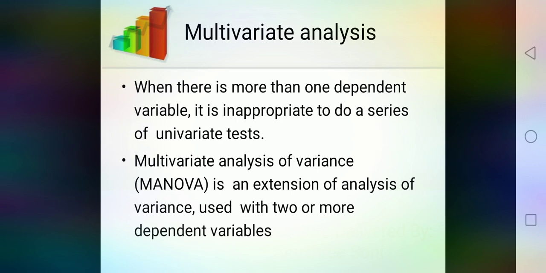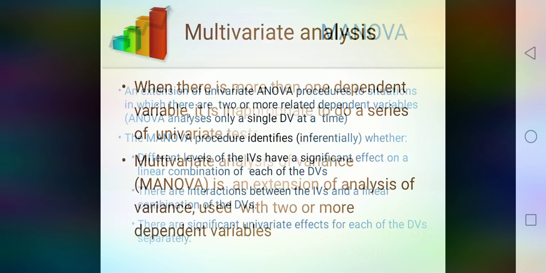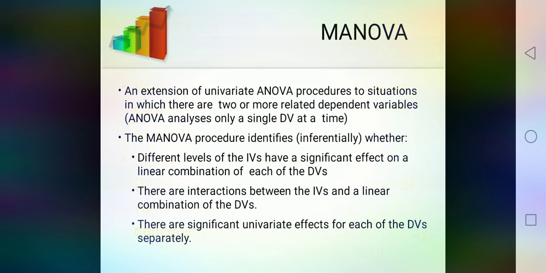Multivariate analysis of variance, that is MANOVA, is an extension of analysis of variance, that means ANOVA, used with two or more dependent variables. An extension of univariate ANOVA procedures to situations in which there are two or more related dependent variables. Here is the key line: two or more related dependent variables. That means the two dependent variables are related to each other.